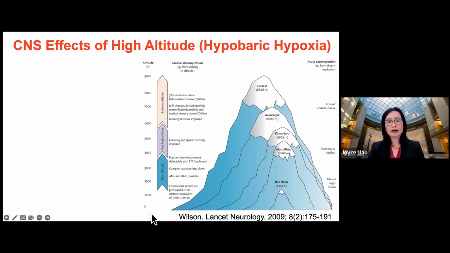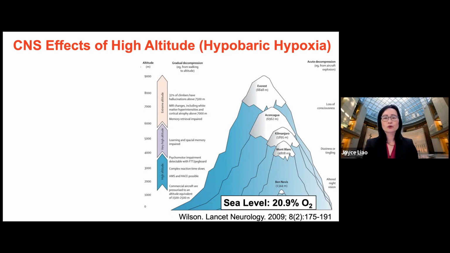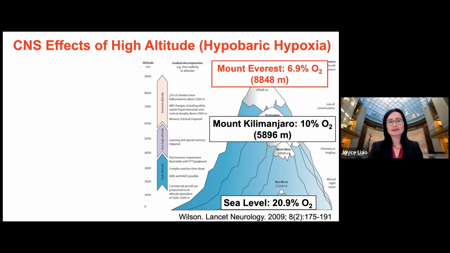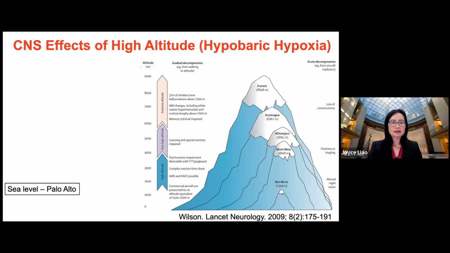So a little bit about how altitude affects the health of our eye and brain. At sea level, we are breathing effectively 20.9% oxygen. At higher altitudes, such as Mount Kilimanjaro, almost 6,000 meters, the effective oxygen is 10%. And then Mount Everest, it goes down to below 7%. At sea level, we have no issues. However, even commercial aircraft are typically pressurized to 1,500 to 2,500 meters, or 6,000 to 8,000 feet.